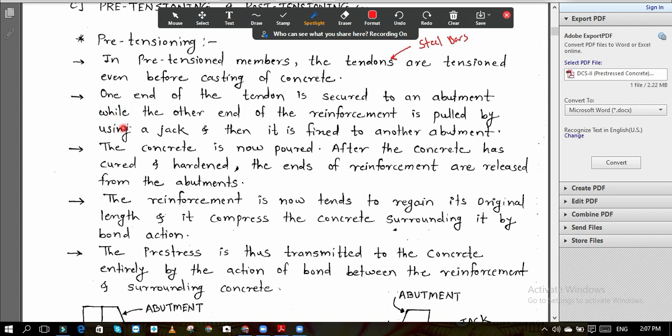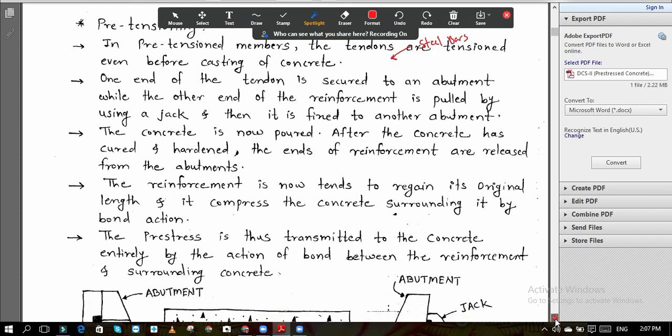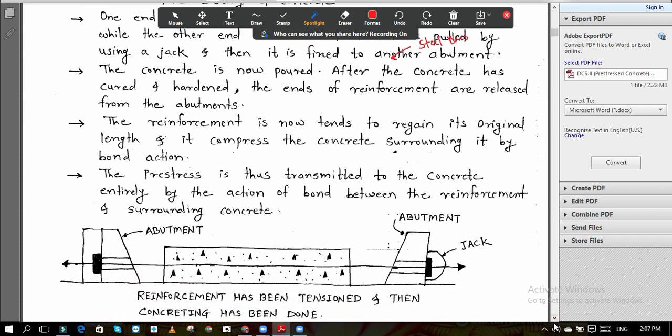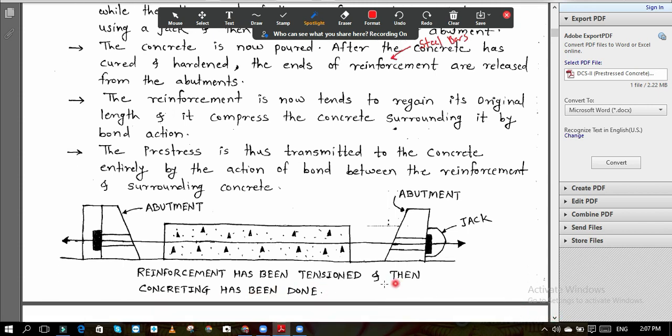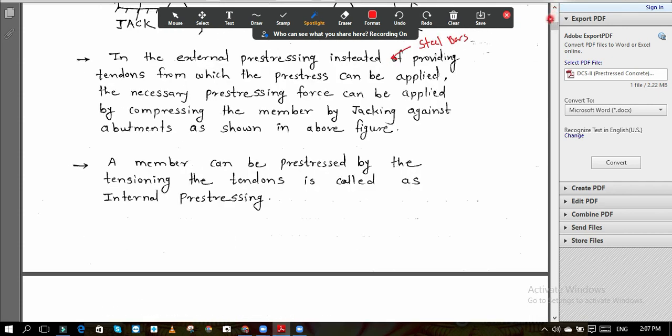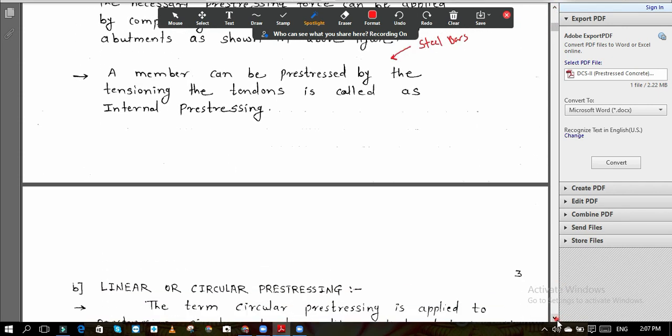Here how it is done: one end of the tendons is secured to an abutment while the other end of the reinforcement is pulled by using a jack and then fixed to another abutment. You can see the diagram. The reinforcement has been tensioned and then concreting has been done. Before moving to the diagram, we will understand what is given in these points.